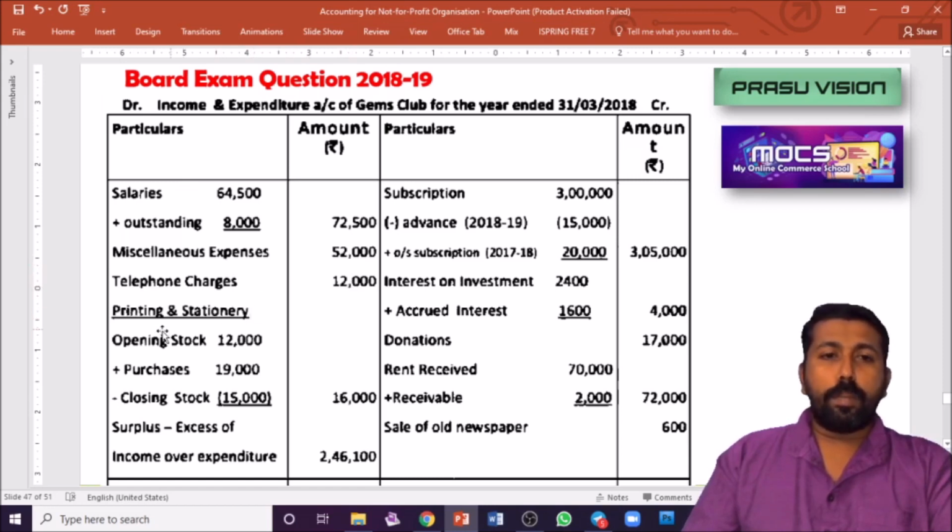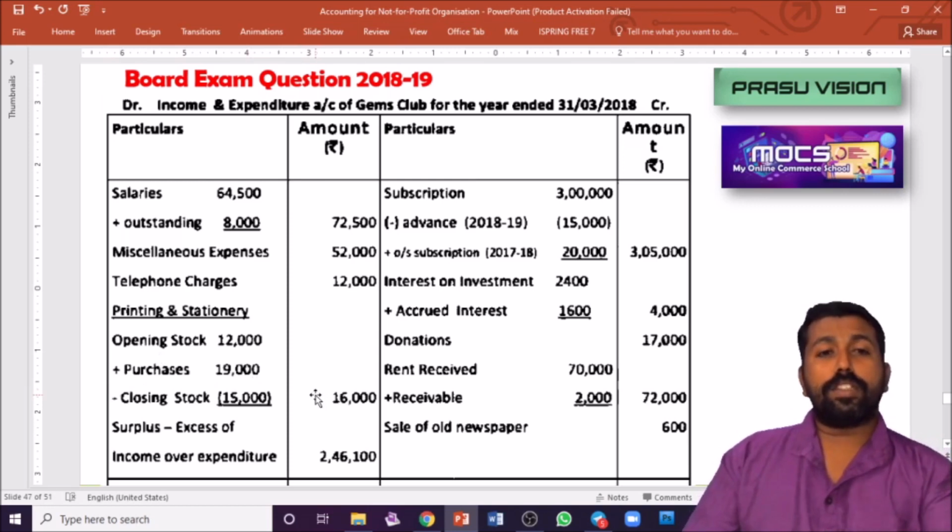Printing and stationery: opening stock 12,000 plus purchased during the year 19,000 less closing stock 15,000. Then we will get the amount of printing and stationery consumed during the year, 16,000. And the surplus, that is the difference.